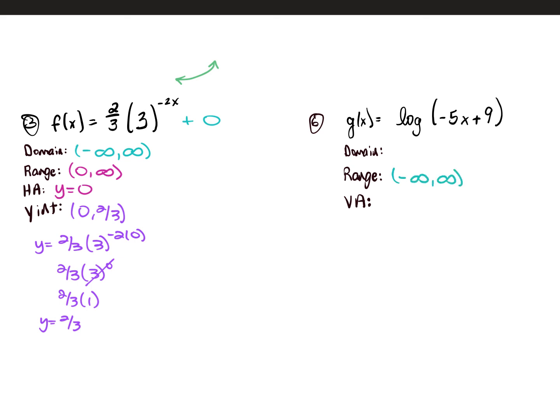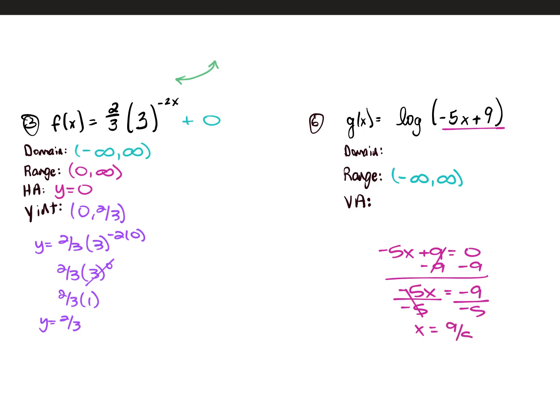From here, to find your vertical asymptote, take the part that's in the parentheses, set it equal to 0, and solve. So that's negative 5x plus 9 is equal to 0. Move your 9 over, subtract it from both sides. That gives you negative 5x is equal to negative 9. Then divide each side by the negative 5, and you get that x is equal to 9/5. So your vertical asymptote is x is equal to 9/5.